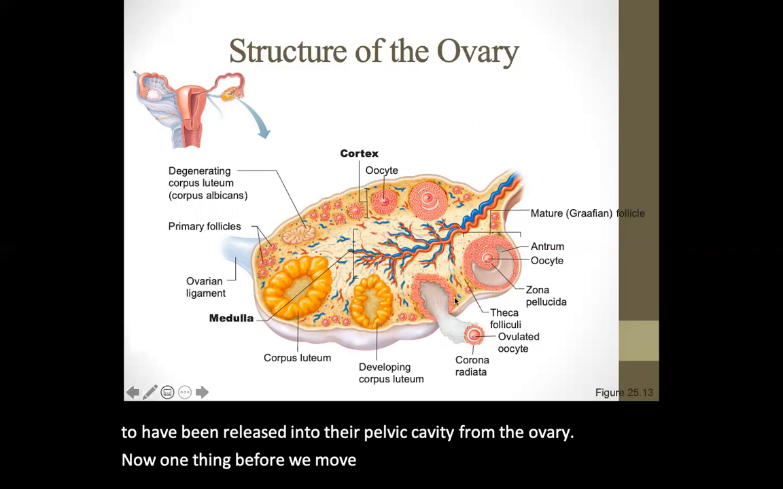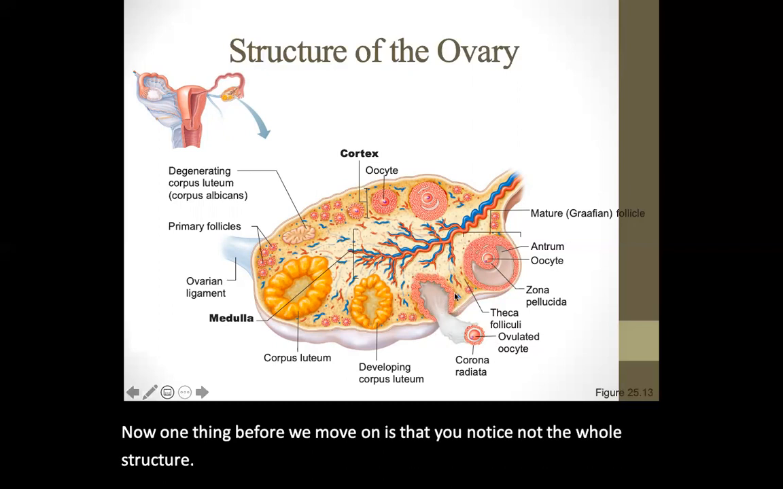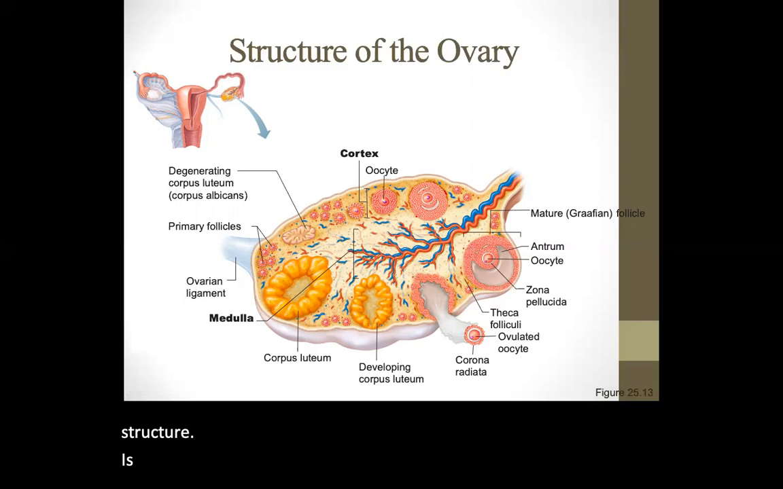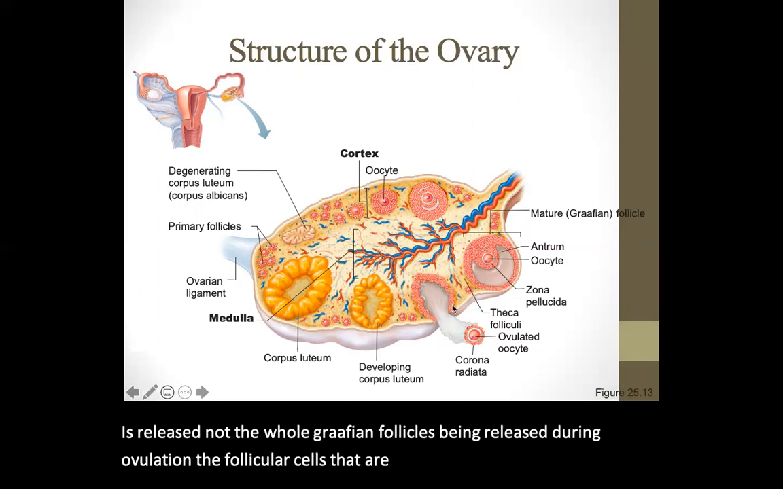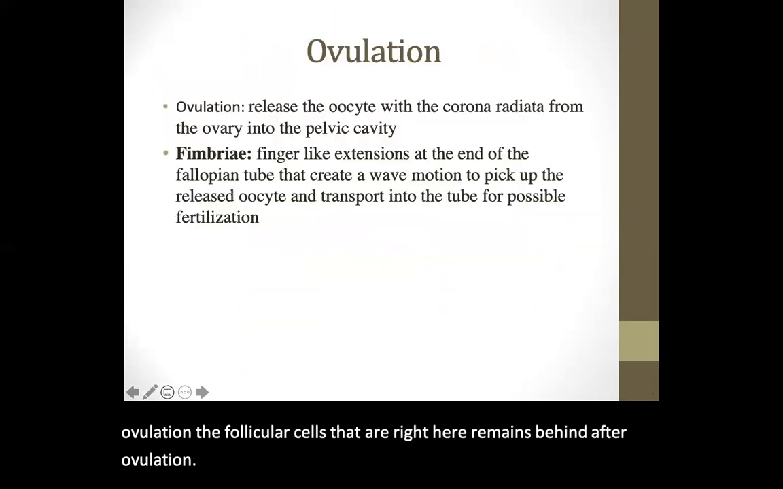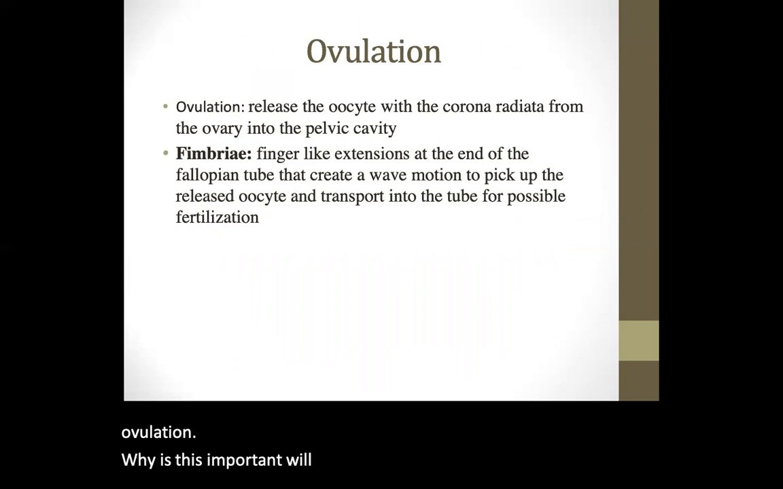Now, one thing before we move on is that you notice not the whole structure is released. Not the whole Graafian follicle is released during ovulation. The follicular cells that are right here remain behind after ovulation. So why is this important? We'll talk about the last phase, which is called the luteal phase, in just a minute.